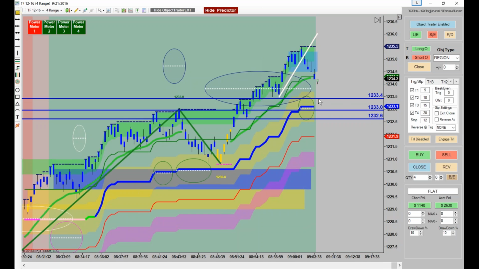There's our predictor. We need an ABC. I don't like to get in on just an A. See how that's straight down? Every bar is straight down. I like a little pop-up and a pullback.